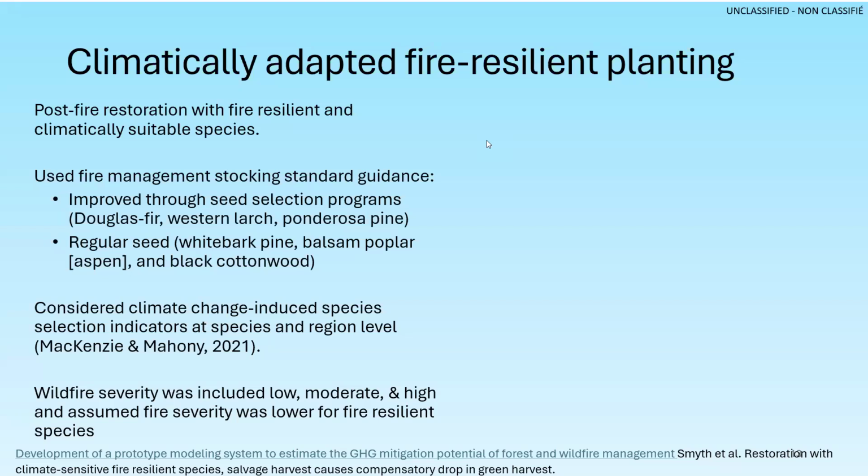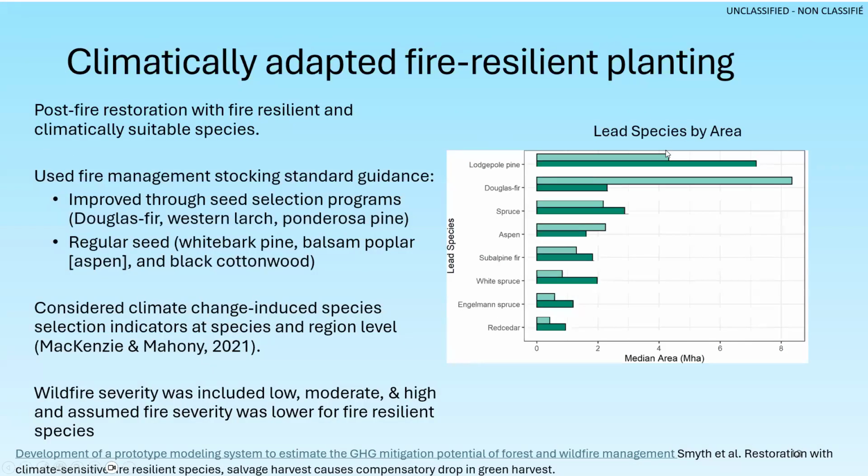And then we tried to identify if these species would be climatically suitable using a climate change-induced species selection tool from Will and Colin in BC. And so from this short list of species, we actually found an even shorter list that would be climatically suitable. And that looks like this. So the graph is showing the area by species. And the baseline is the dark green, so it has a lot of lodgepole pine as well as spruce. And the fire resilient climate adaptive planting mostly pulls out Douglas fir and aspen and reduces the amount of pine and spruce.